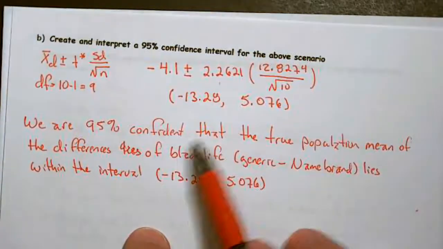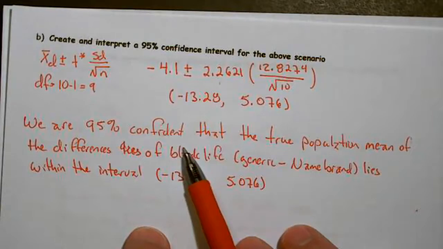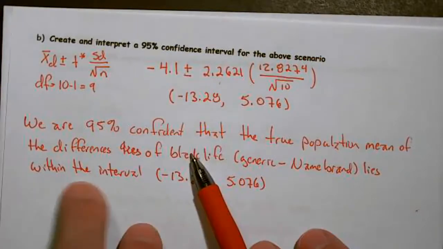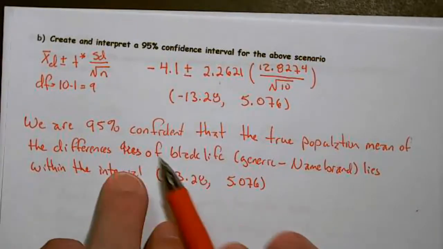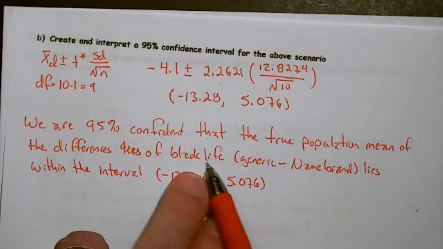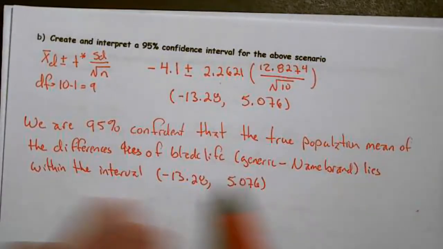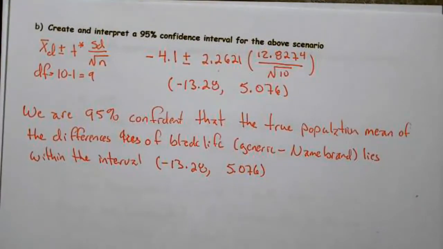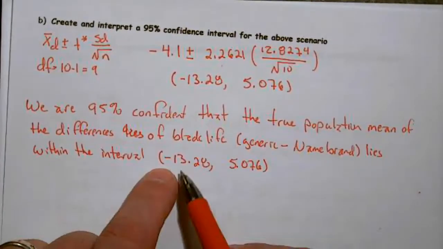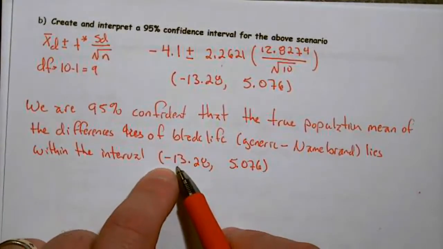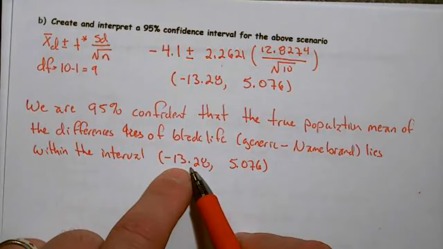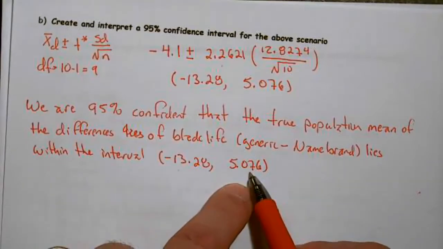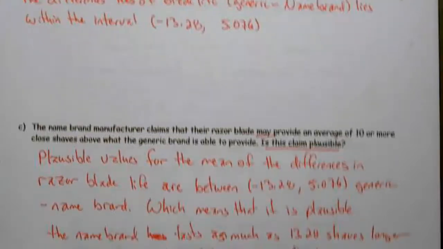So in this case, our conclusion for the confidence interval is we are 95% confident the true population mean of the difference of blade life, generic minus name brand, lies within this interval. All right. So we are 95% confident that the true population mean lies between those values, which means generic on average lasts somewhere between 13.28 less times to more than 5.076 more times. Zero is contained, so we couldn't say that there was a difference.